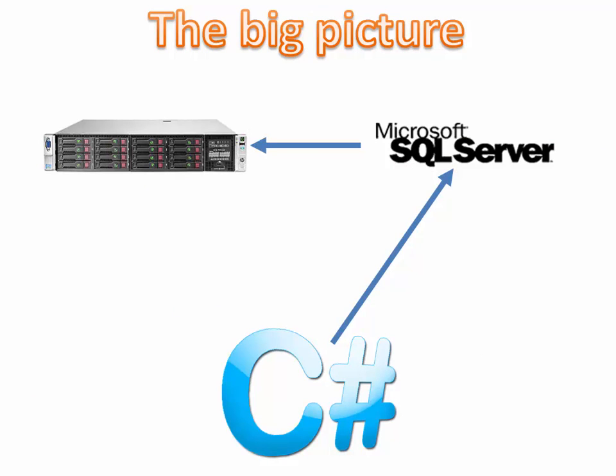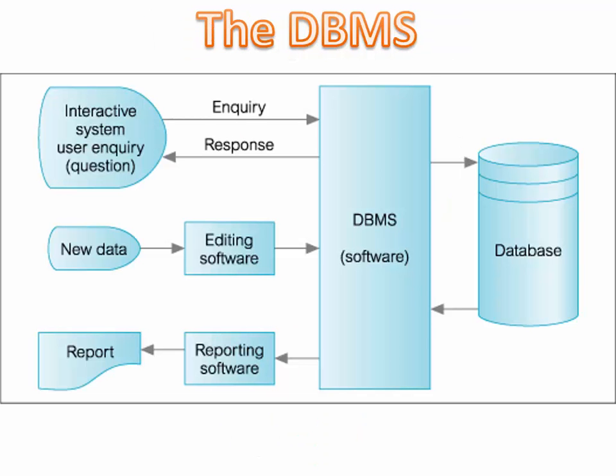A database is typically installed on a server, and we are accessing this SQL server through, for example, C#. We are actually accessing the DBMS, the database management system. The DBMS is then accessing the database for us. In this example, we have some kind of program that can inquire and get responses from the DBMS. We have some new data we are entering through an edit software, and we can generate reports.